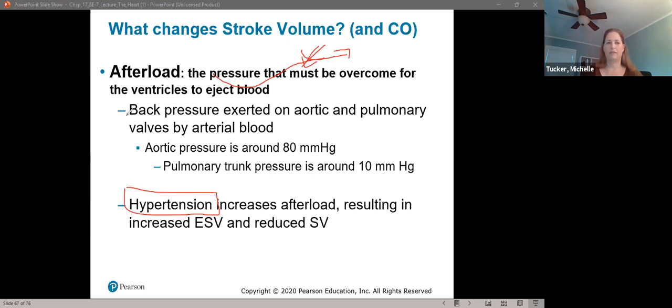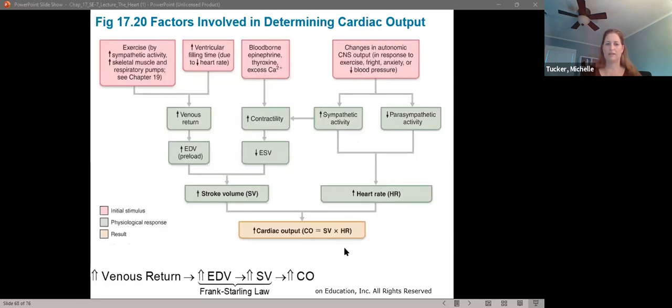So afterload is back pressure, and it is going to increase systemic volume because the ventricles don't have as much energy left to eject blood, because that energy has been used to open the valves. This will reduce stroke volume and reduce cardiac output. But again, this occurs much more often in disease conditions.